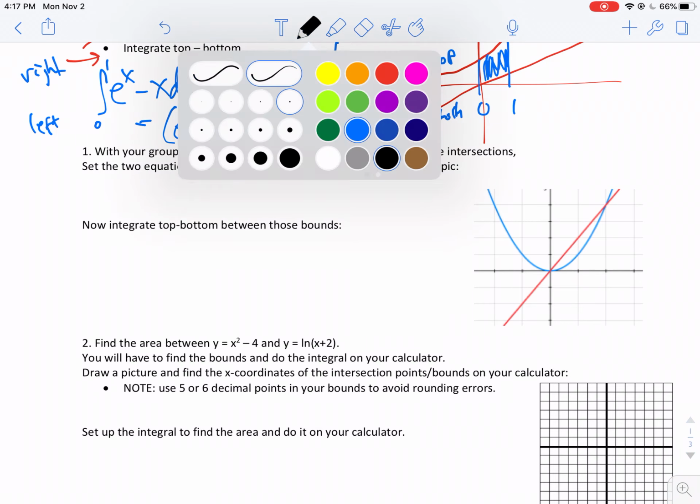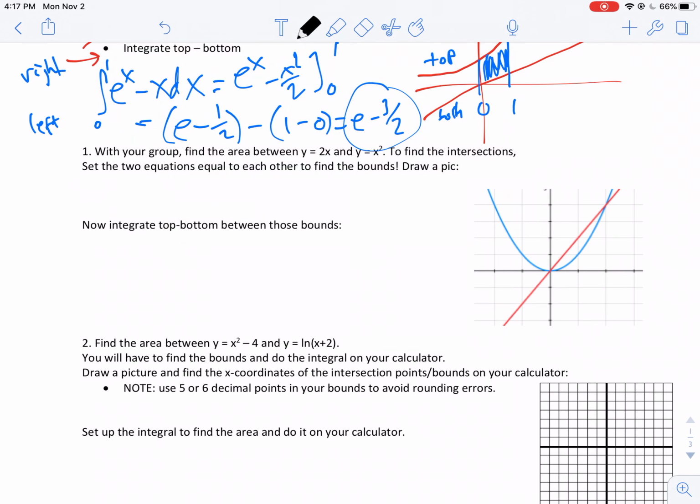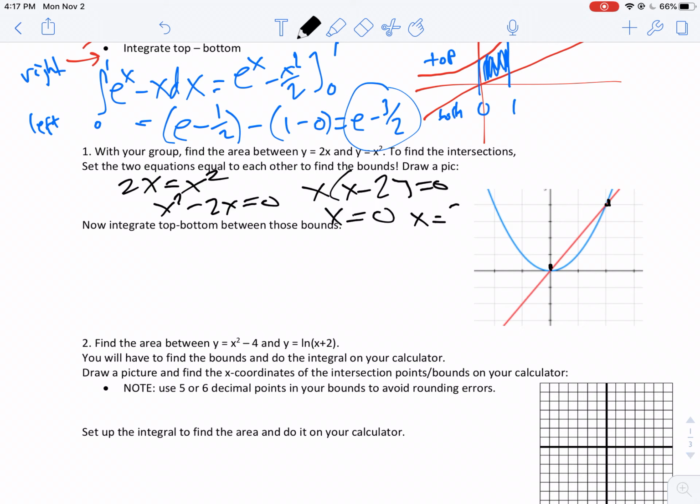Let's go ahead and go through them quickly. All right, so if you have two curves that intersect like this, what you have to do is set them equal to each other to find where they intersect. So they're intersecting when 2x equals x squared. So when x squared minus 2x is equal to 0. So x times (x minus 2) equals 0. So that happens when x equals 0 and x equals 2.